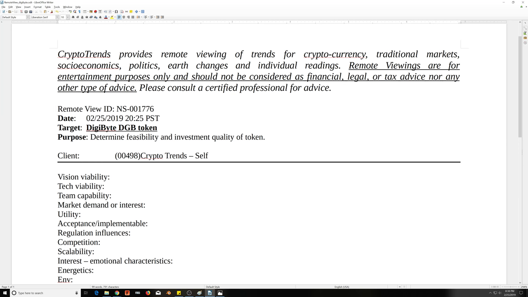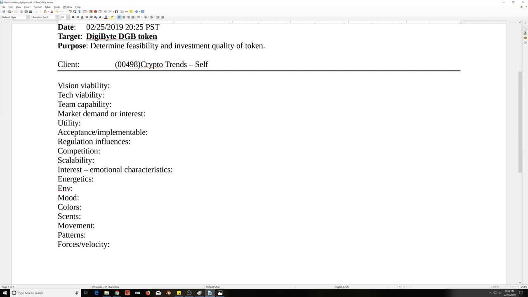Okay, and the purpose of this reading is to determine feasibility and investment quality of the token. So let's take a look. And you'll see here that I have several things that I'm going to be taking a look at. Their vision viability is what they want to do. What's the energy around that, utility, scalability, you guys get the idea, okay? This is a kind of standard template that I use, and some may or may not apply. Like scents, as in smells, that really doesn't apply. Well, let's hope not, unless the thing stinks, right? If it does, I'll put it down there, but probably does not apply. And movement, that could be several different things, but you'll see when we get there.